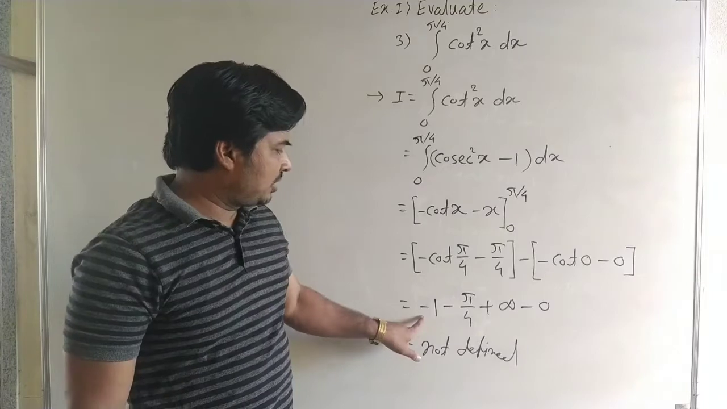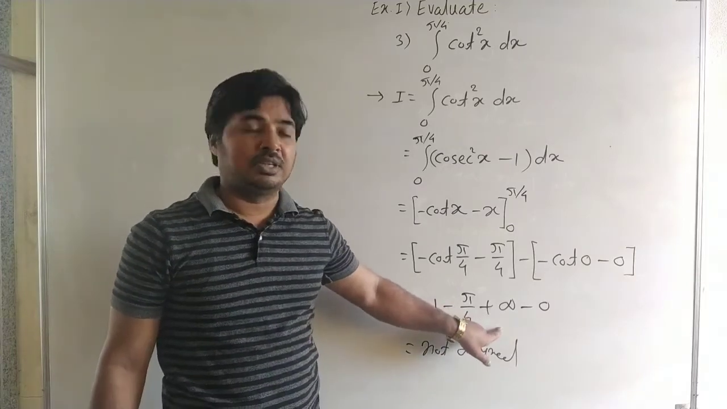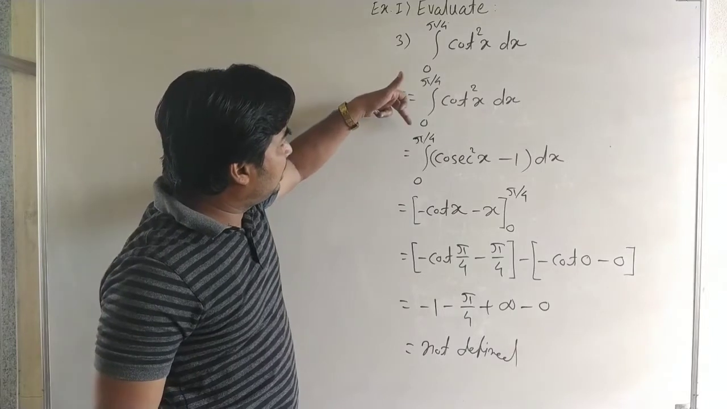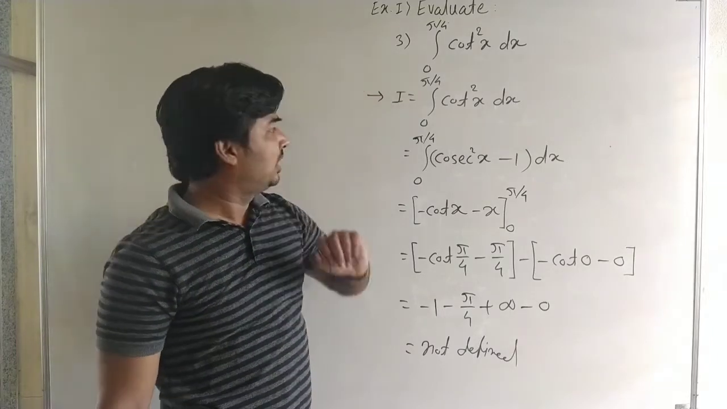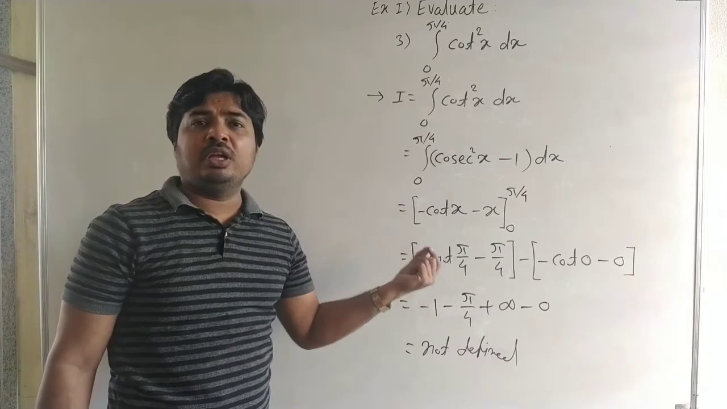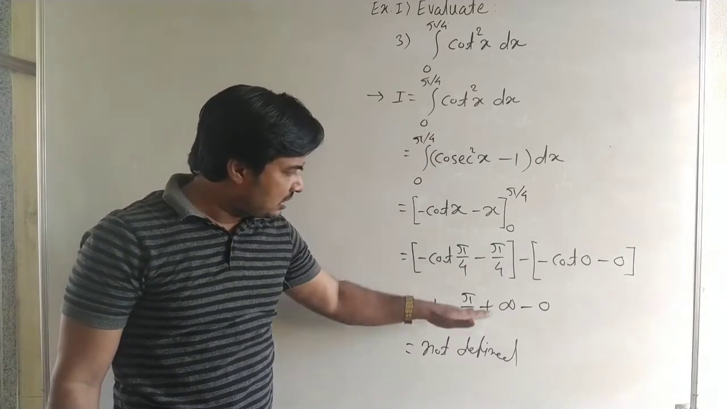Okay, minus 1 minus pi by 4, it is plus infinity, so this integral is not defined. In the limit it is 0 to pi by 4. Here the limit is 0, and the value of cot 0 is infinity, so the answer cannot be found.